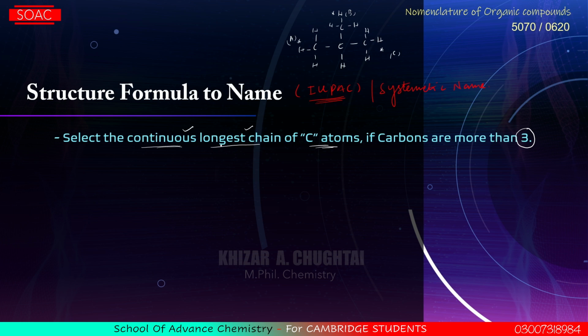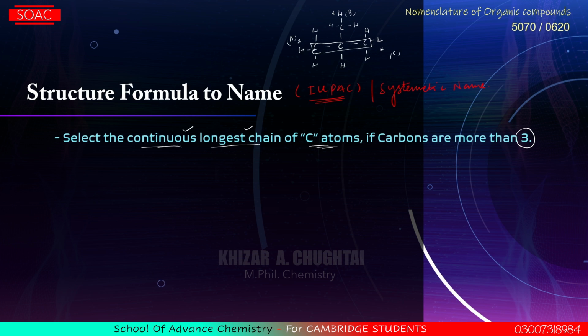So the first step is to select the longest chain of the molecule if the molecule has more than 3 carbons. I am moving first of all from A to C straight away, and in this case I have 3 carbon atoms in this longest chain.